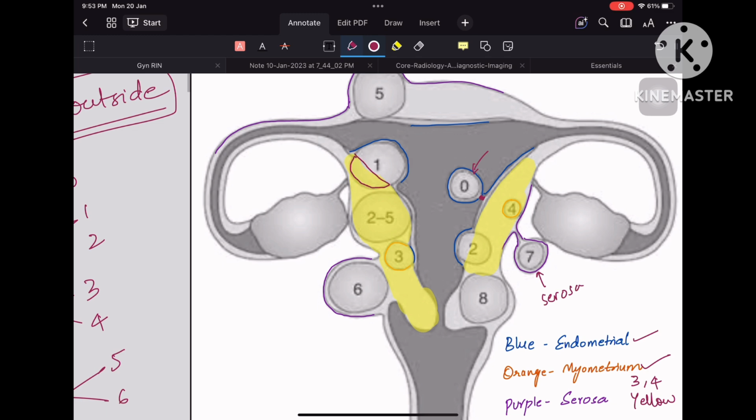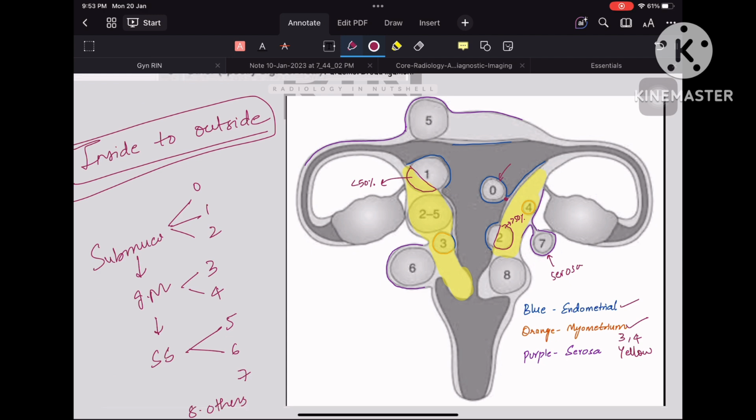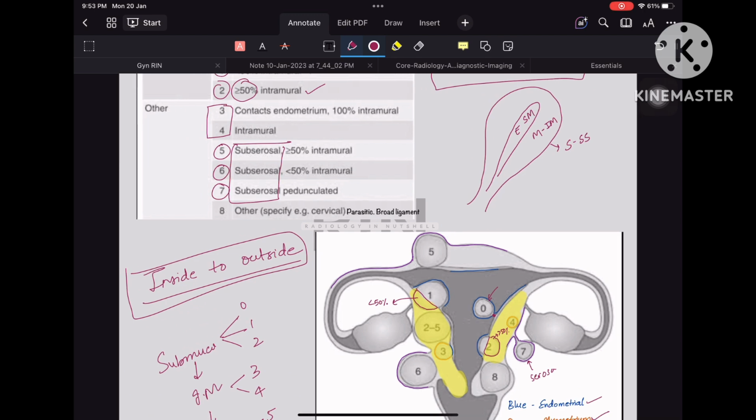Whereas 1, the yellow color portion, that is the myometrial portion, is only less than 50%. Whereas in fibroid 2, the myometrial portion is more than the blue color portion. So it is more than 50% intramural. So you are going towards outside, right? You are entering from the endometrium to the myometrium. And then comes the intramural fibroids 3 and 4.